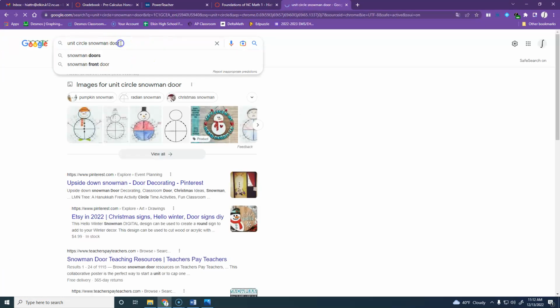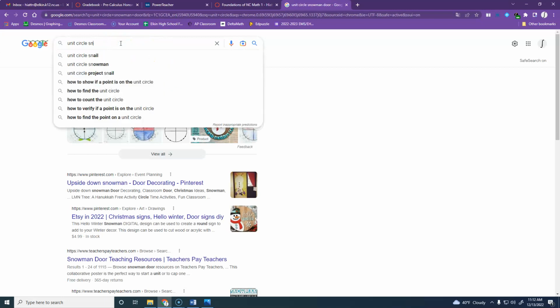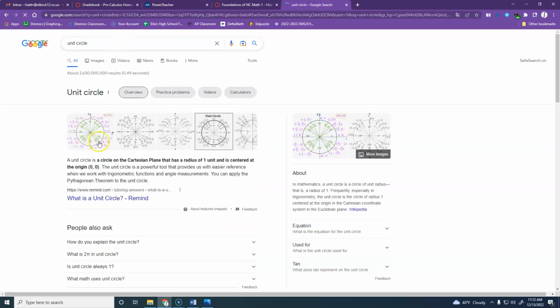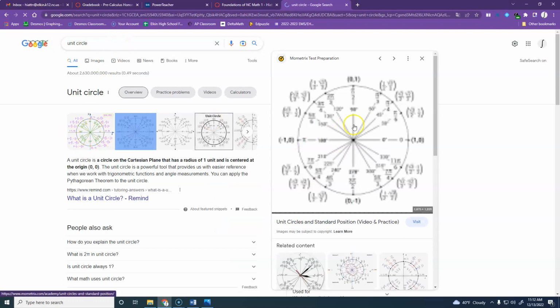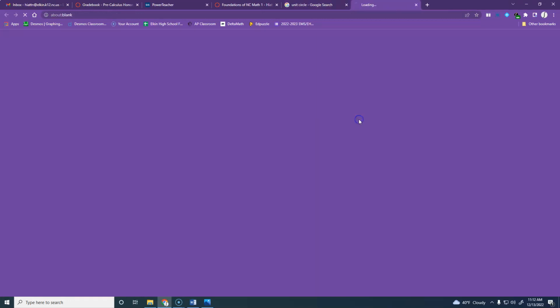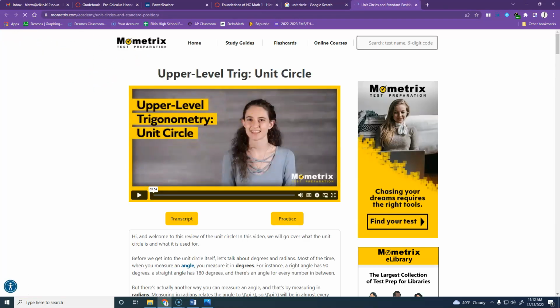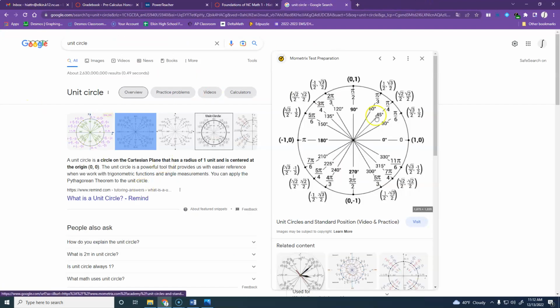Oh wait, fourth period's working on Radian the snowman for my door. So he's coming. Hopefully. Well, that didn't help. That's not good. There we go.